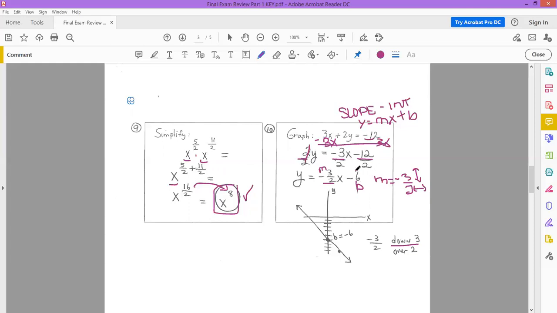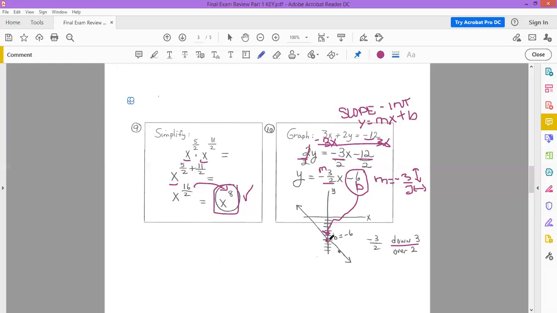Now, we always start with our y-intercept. Our y-intercept is -6, so we plot this point first. So here, we're going to go to 0, and then we're going to shift down 6 spaces on the y-axis. 1, 2, 3, 4, 5, and 6 right here.